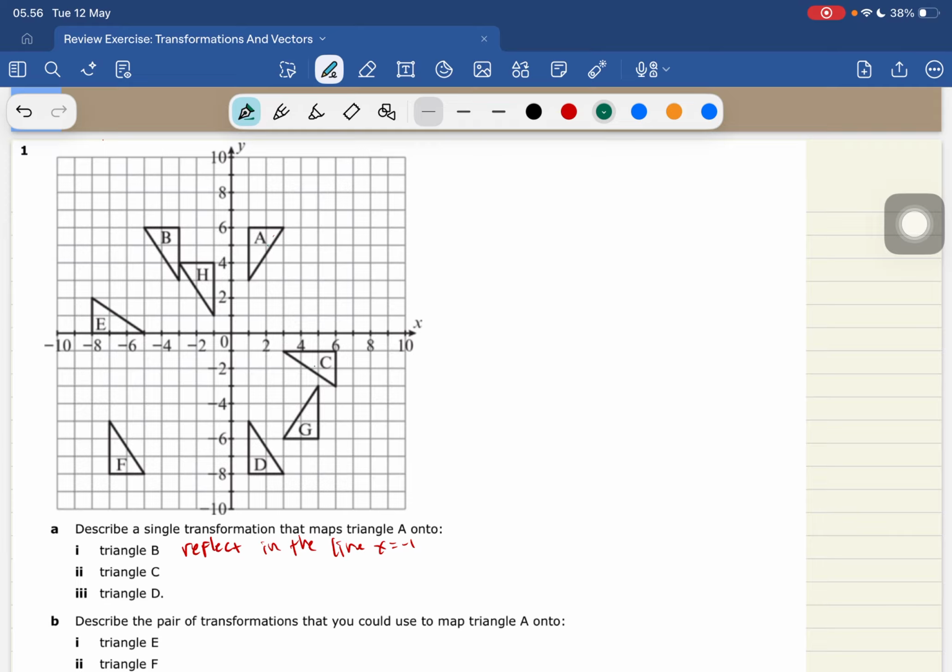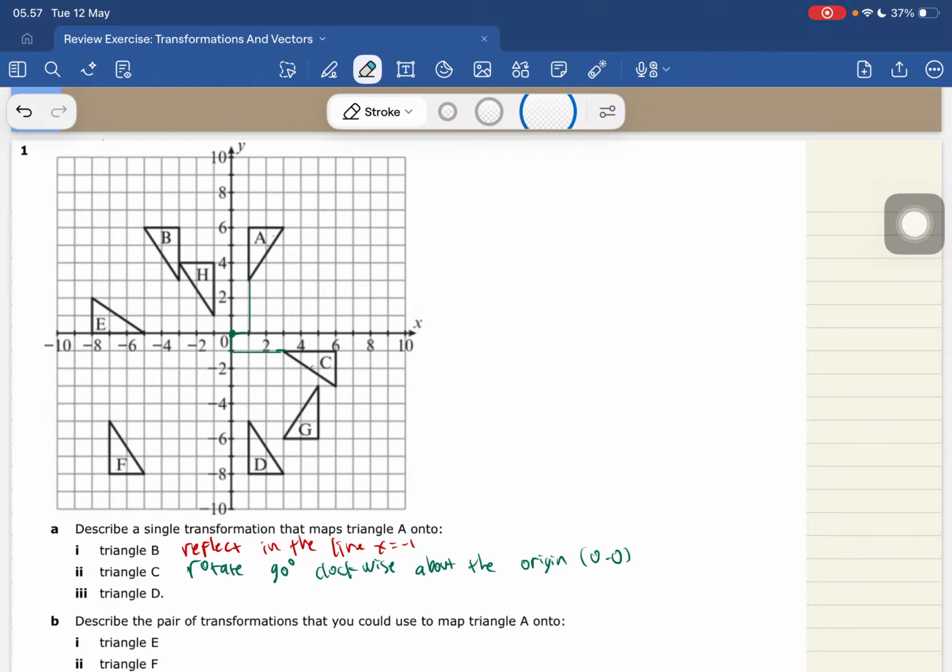Next, A to C. Okay, A to C, they are rotated. So let us count it. We got 3 here, here also 3, down. Here it is, the origin. So triangle A to triangle C is a rotation of 90 degrees clockwise about the origin (0, 0).